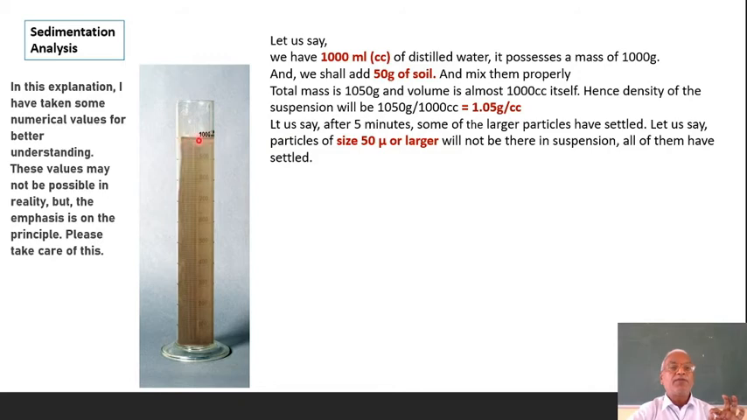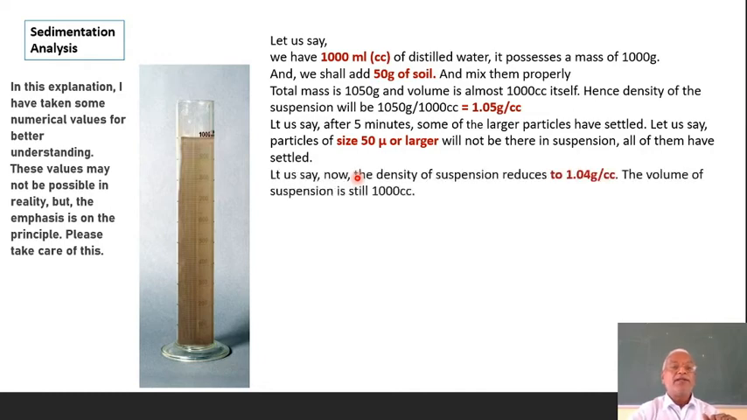Now if a 50 micron particle can come right up to this, obviously any other particle having a size bigger than this, that is 50 microns and above, will have settled down earlier. So 50 microns is related to 5 minutes. That is what the point is, right? So in 5 minutes all the particles of size 50 microns or larger will not be there in the suspension. All of them would have settled.